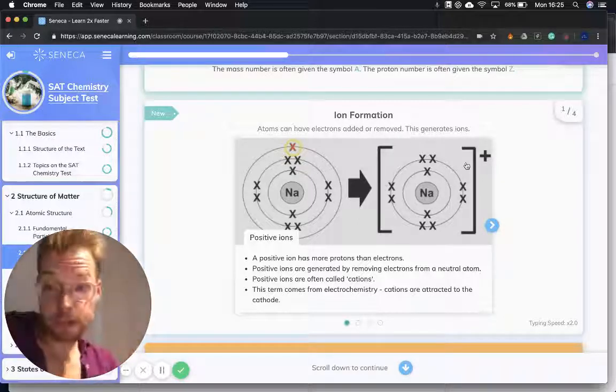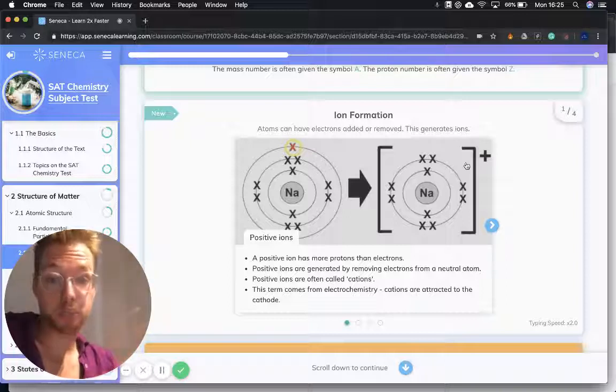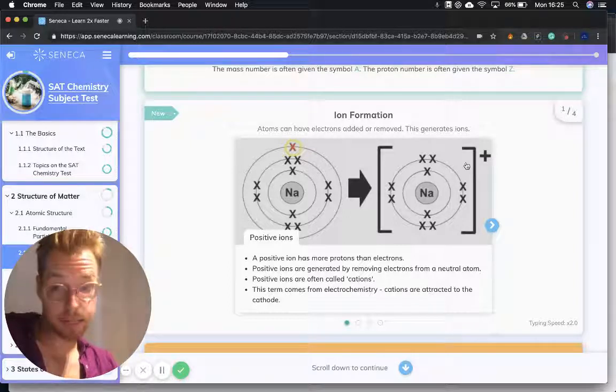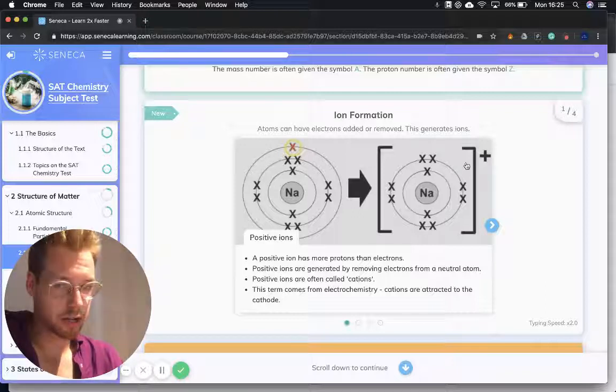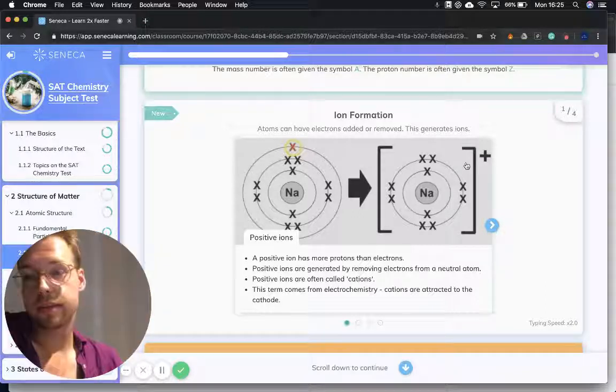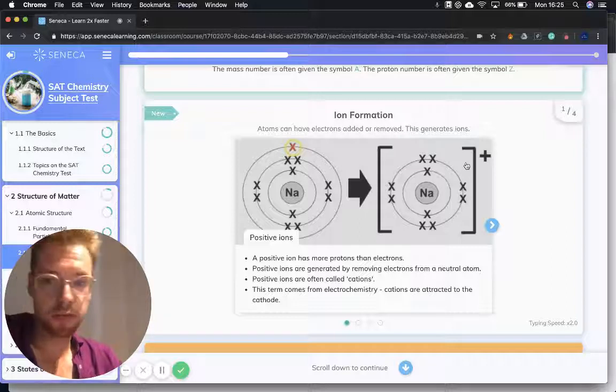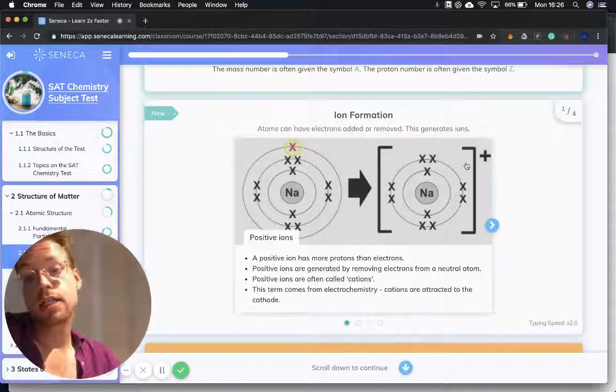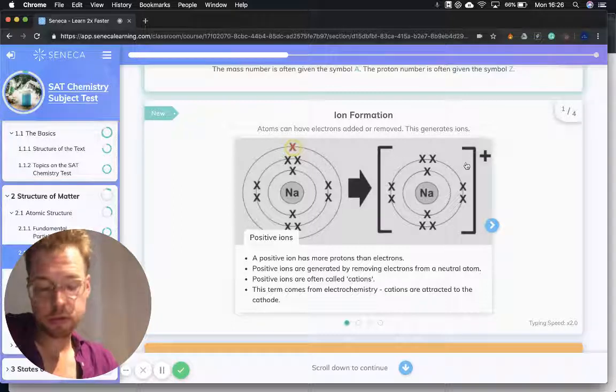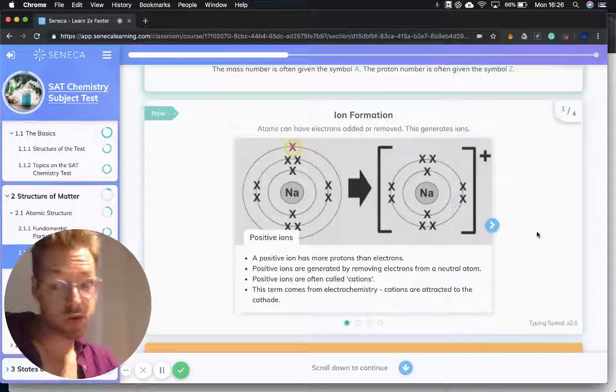So how do we generate positive ions? Well, we can do it by removing electrons from a neutral atom. And positive ions, we call them cations. Think about cats, they're great, cations. This term comes from electrochemistry because cations are attracted to the cathode. So cations go to the cathode. The cathode is negative because the positive cations go to it.